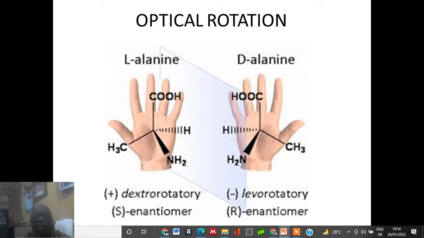And this is a typical example. We have alanine, L-alanine, and D-alanine. Whereas D-alanine is levorotatory, L-alanine is dextrorotatory. And L-alanine is the S enantiomer, D-alanine is the R enantiomer.